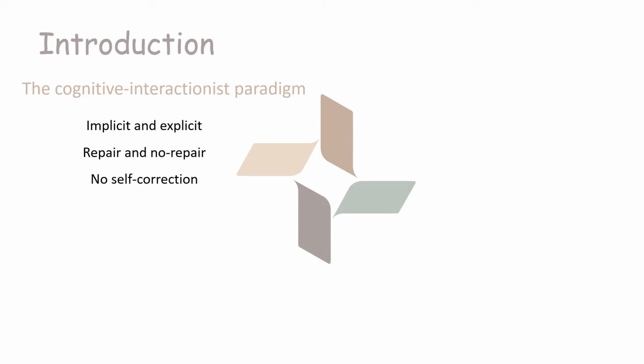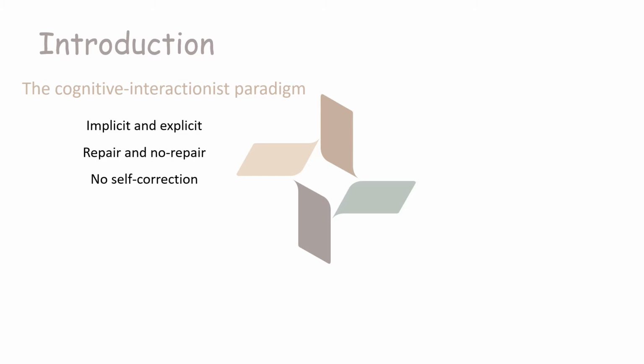Corrective feedback strategies in a cognitive interactionist paradigm can be implicit or explicit. For example, recasts, which reformulate a learner's erroneous discourse, often take the form of confirmation checks, and thus learners may fail to notice that they have been corrected. In other words, there's no self-correction in the corrective feedback process.